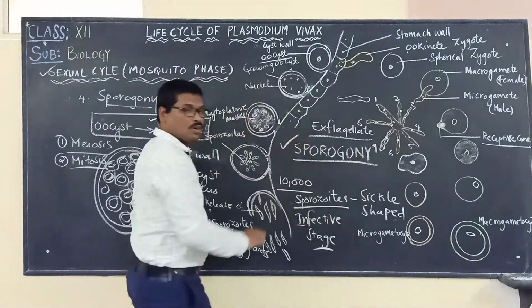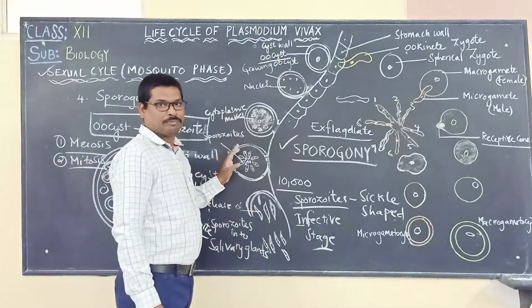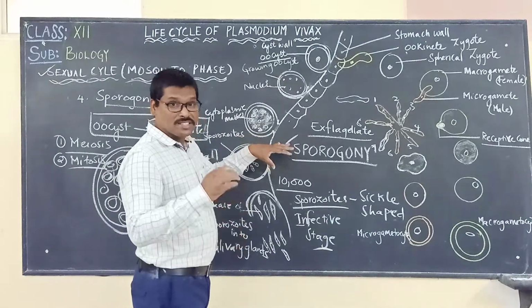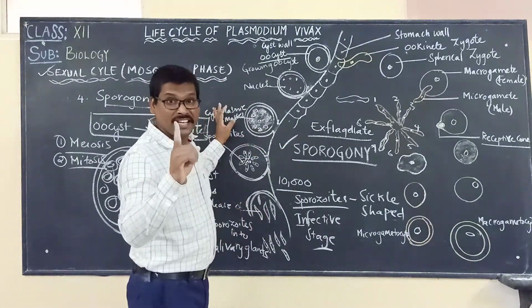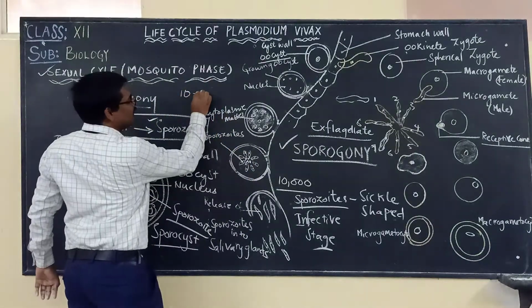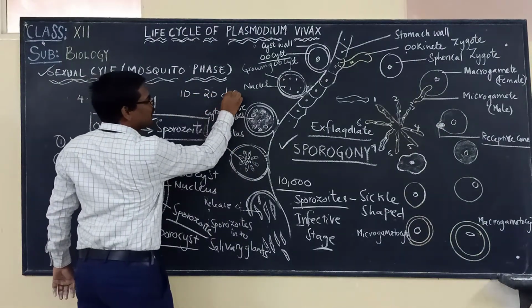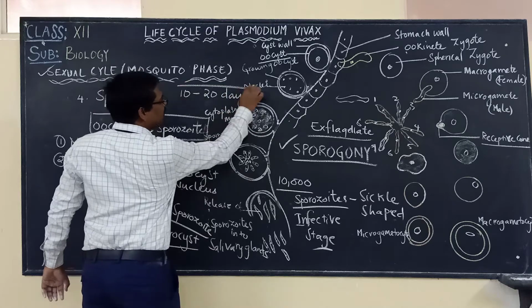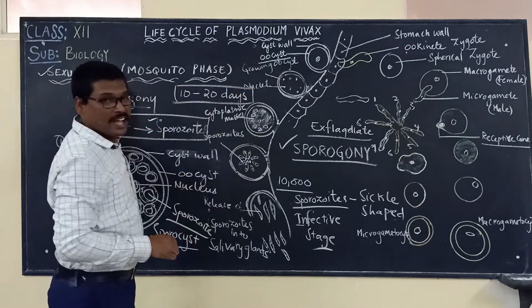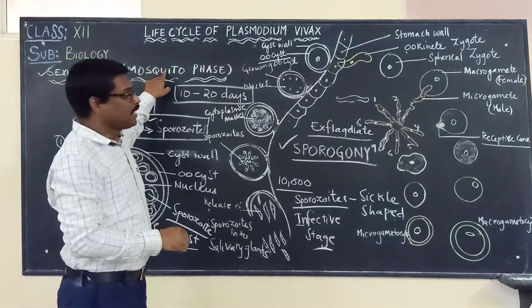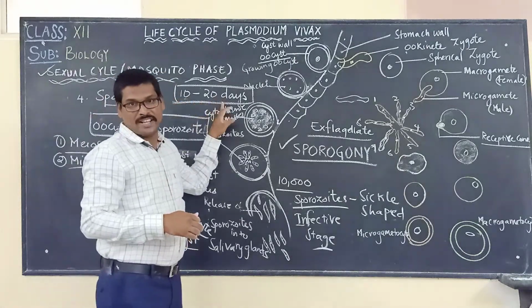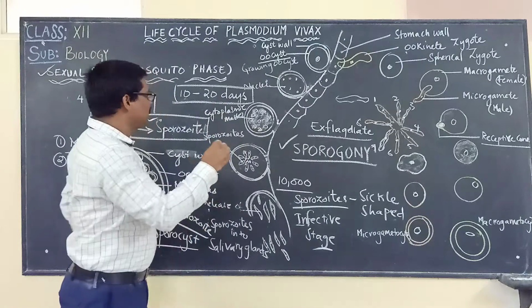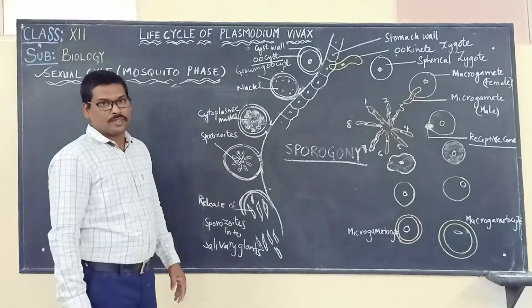When we talk about the sporogony, the sexual cycle that is taking place in the mosquito will be completed in about 10 to 20 days. Please remember this. So the sexual cycle in the mosquito will be completed in about 10 to 20 days.